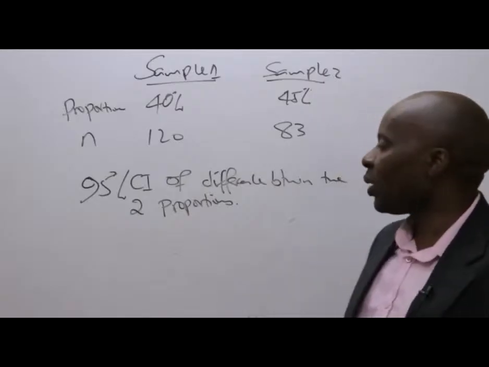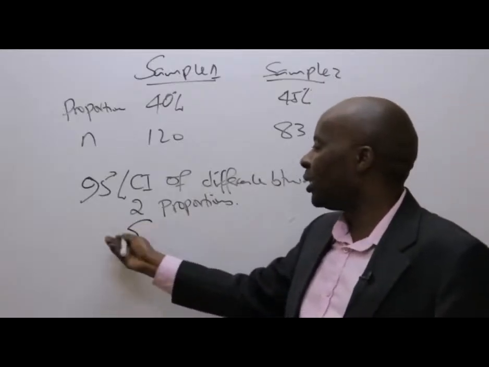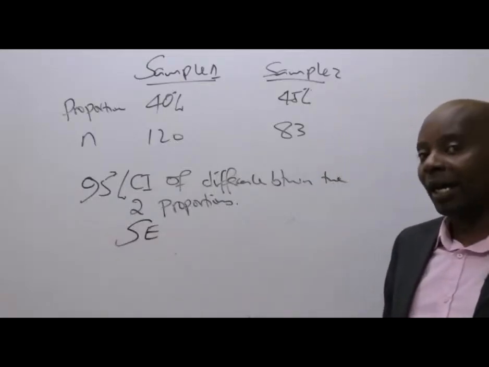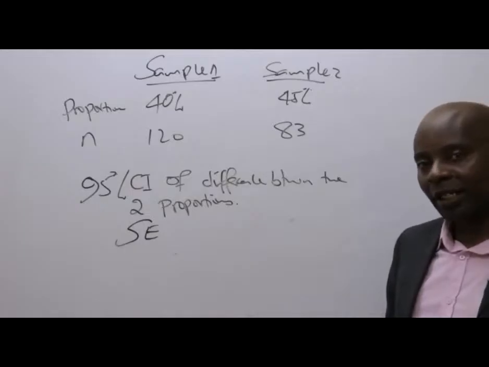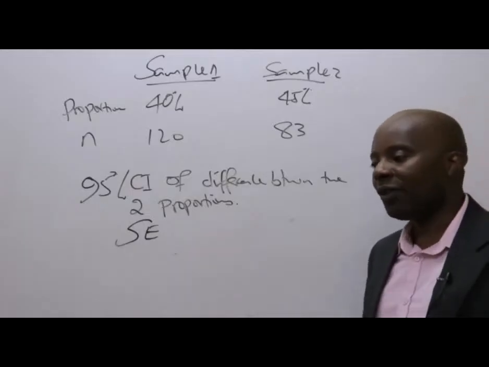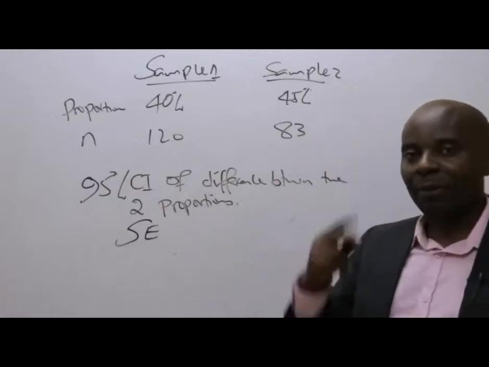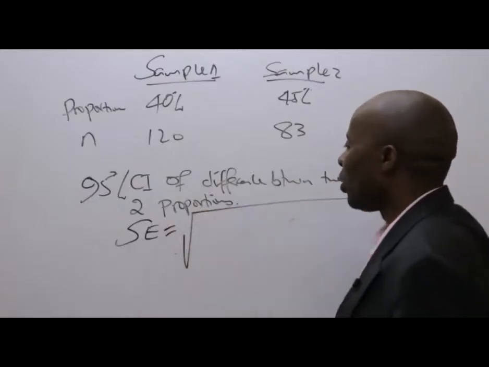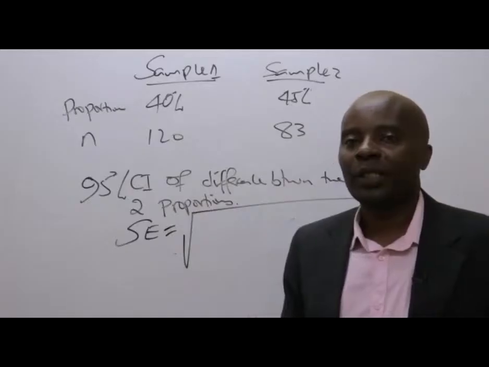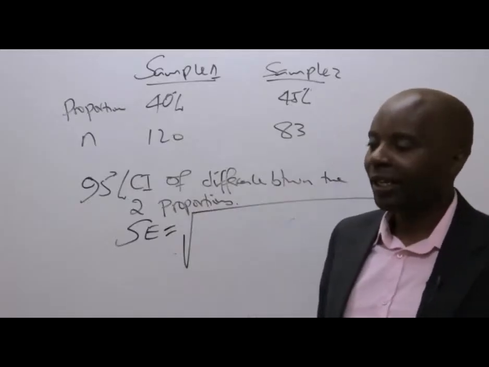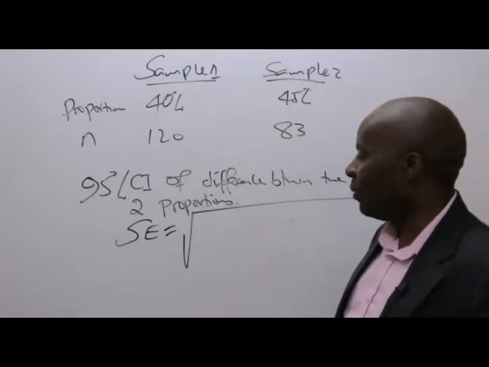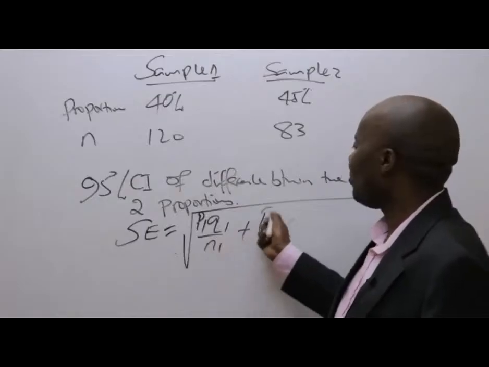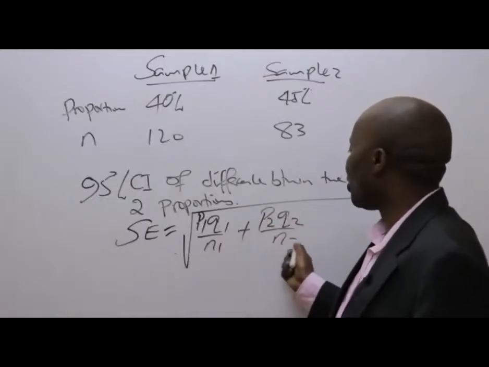So the first thing that I will do here is to calculate the standard error, bearing in mind that now we happen to be having 2 samples. So the standard error will be equal to the square root of P1 Q1 over N1 plus P2 Q2 over N2. These are things you'll have to just master. They're not hard. After we finish this and then we revise, everybody will be very okay.